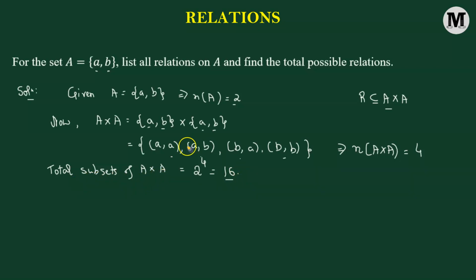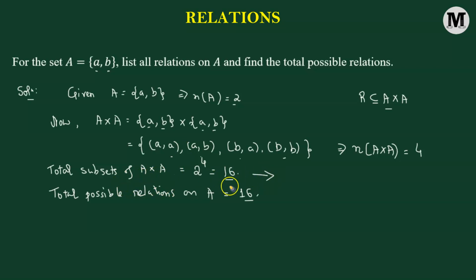However, our goal is not to find the total number of subsets but the total possible relations, which incidentally is also the total number of possible relations on A. So the total possible relations on A is simply equal to 16. There are 16 such relations possible. So we need to list out all the relations. Listing out all the relations means first we find all the subsets of A cross A.